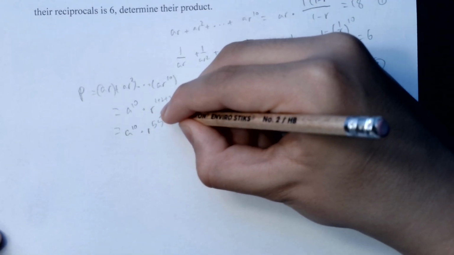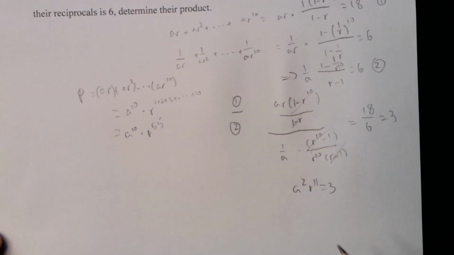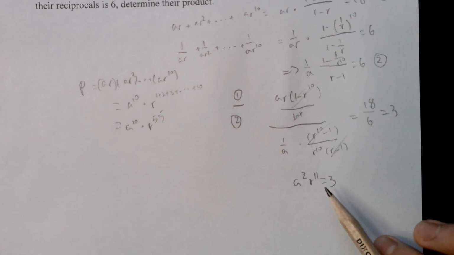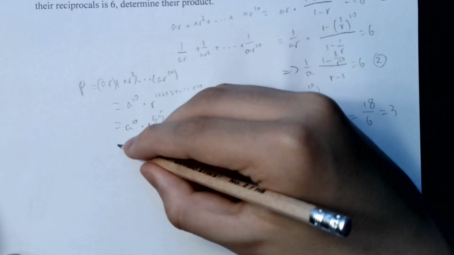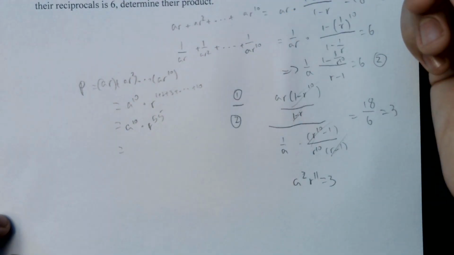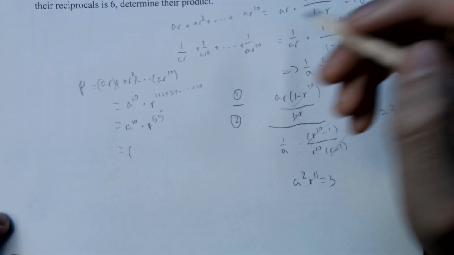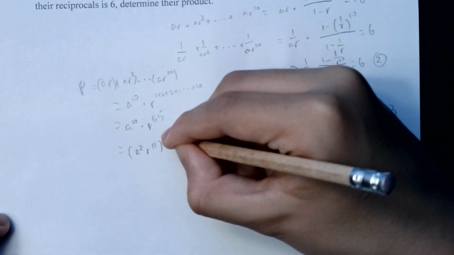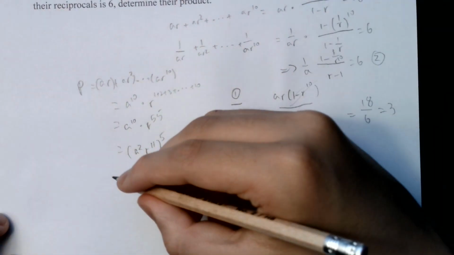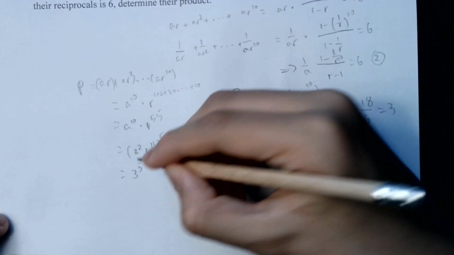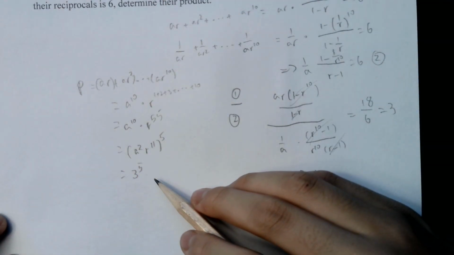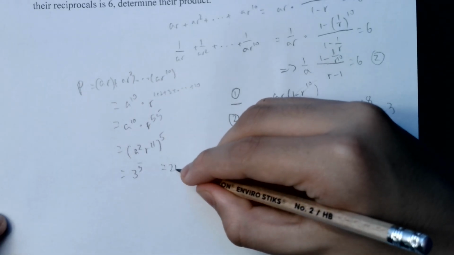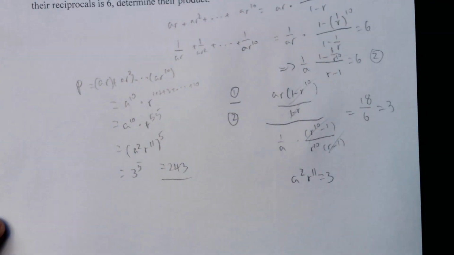And this, we can finally simplify again into A to the power of 10 times r to the power of 55. And going back here, we can see that a squared times r to the power of 11 is going to be equal to 3. So as you can see here, a to the power of 10 times r to the power of 55 is actually just going to be equal to (a squared times r to the power of 11) to the power of 5. And this is just going to be equal to 3 to the power of 5. And quick math here, 3 to the power of 5 is just equal to 243, which is why the answer to this problem is going to be 243.